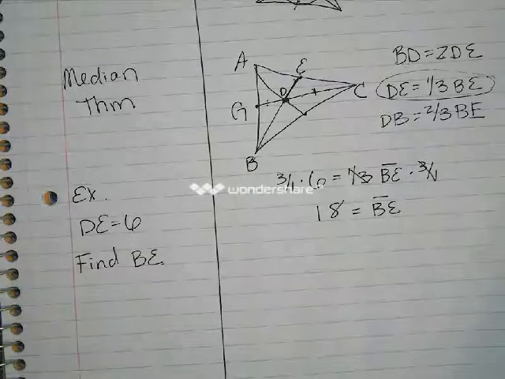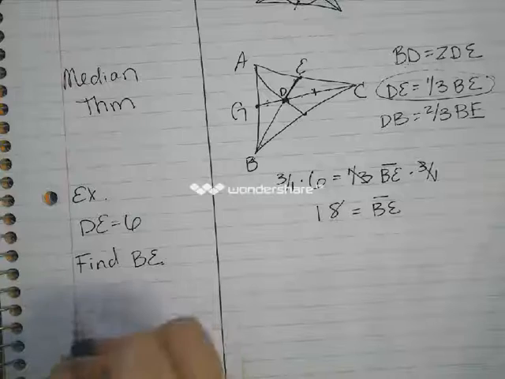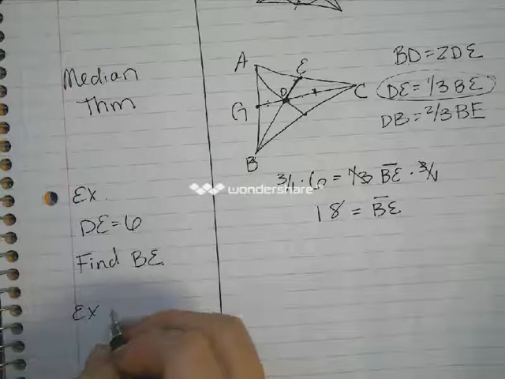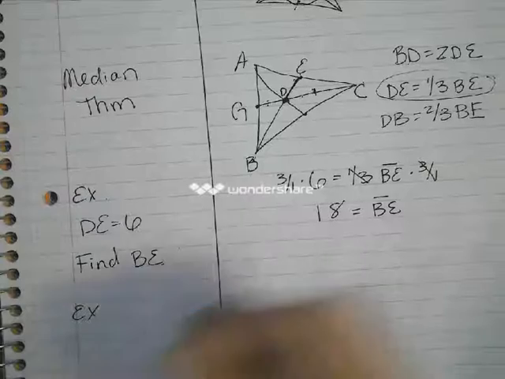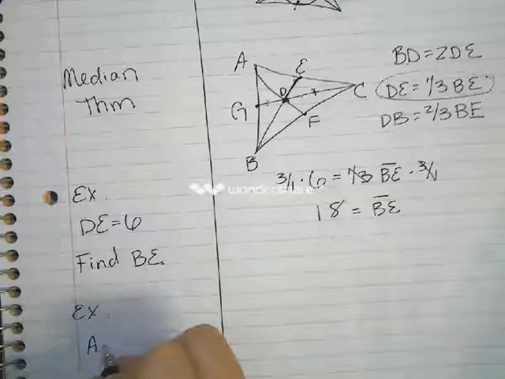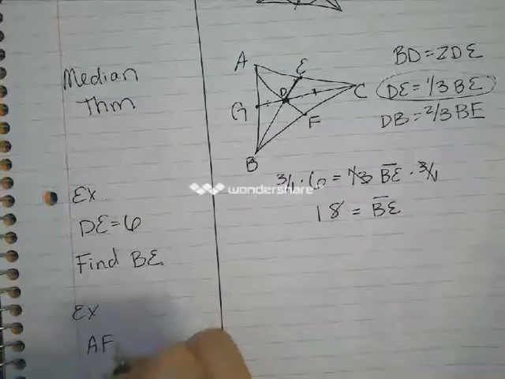I'm sorry, that's supposed to be an F. If AF equals 28, find AD. AF is the total length. Remember, these two are the ones that dealt with the total length.